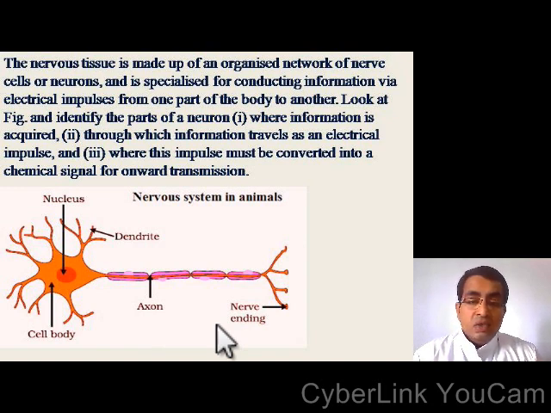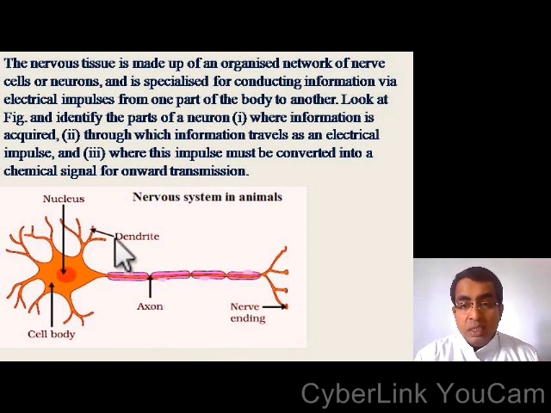Let us see the structure of a neuron. The nervous tissue is made up of an organized network of nerve cells or neurons and is specialized for conducting information via electrical impulses from one part of the body to another part of the body. You can see this is the nucleus, this is the dendrite, the cell body, axon, nerve ending.